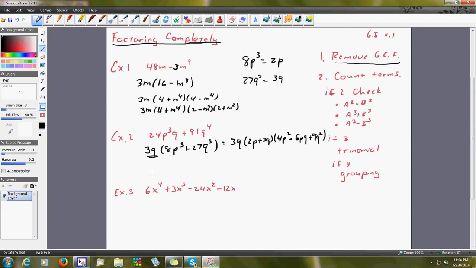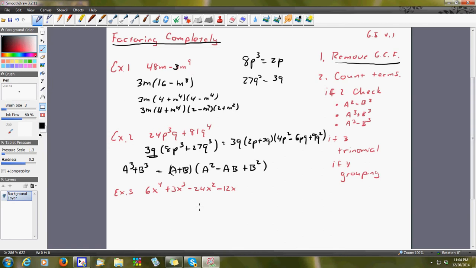You have to know your formulas. You have to know that a cubed plus b cubed equals a plus b times a squared minus ab plus b squared. You need to know that.